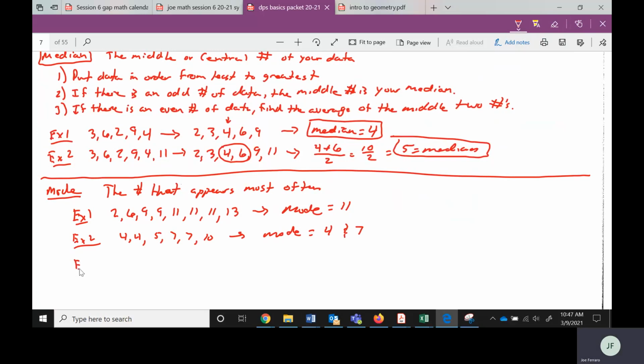It's also, unlike the other ones, possible to have no mode. We have this list. There's no number that appears more than once. So the mode would be none.